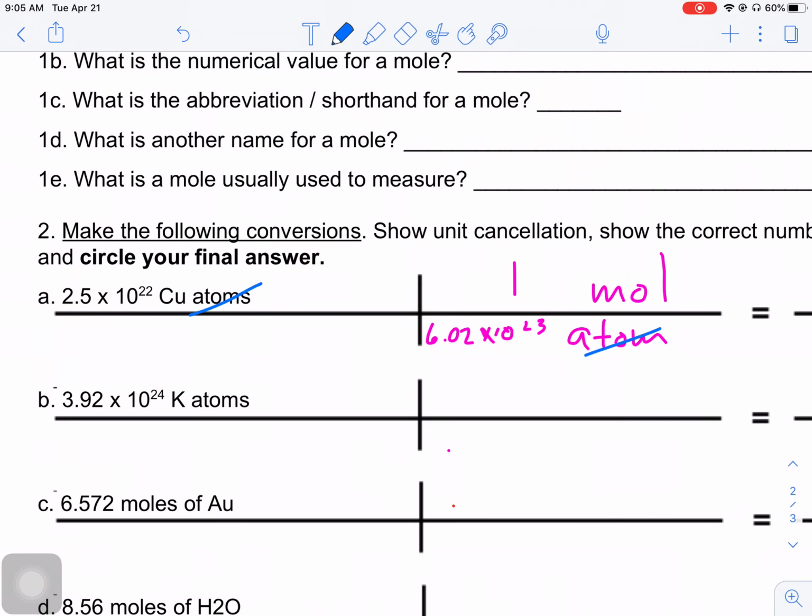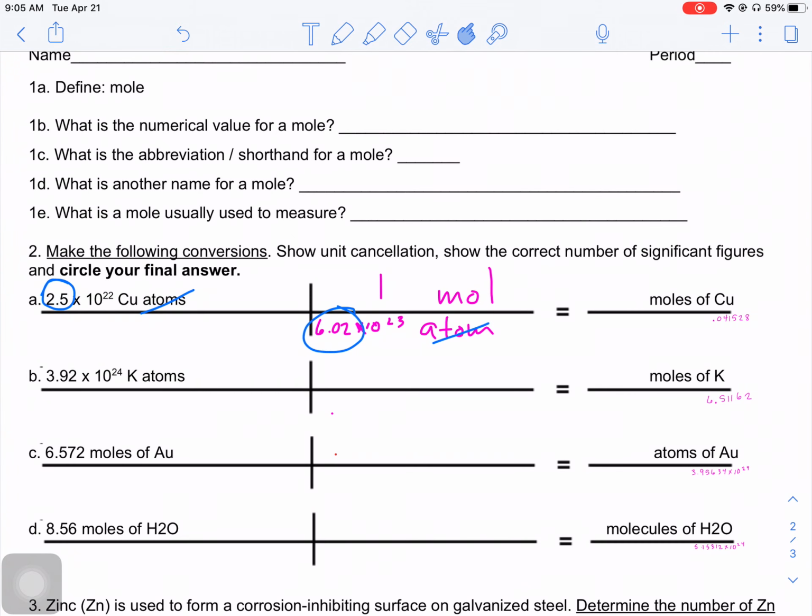Now this is the part where we get our calculator out. So we're going to do 2.5 times 10 to the 22. That's copper atoms. We're going to multiply that by 1. And then we're going to divide by Avogadro's number, 6.02 times 10 to the 23. Quick word about sig figs. We've got 2 sig figs on the top. We've got 3 sig figs on the bottom. So we should probably keep 2 sig figs on our final answer.